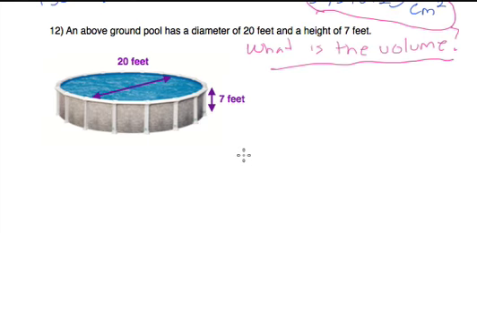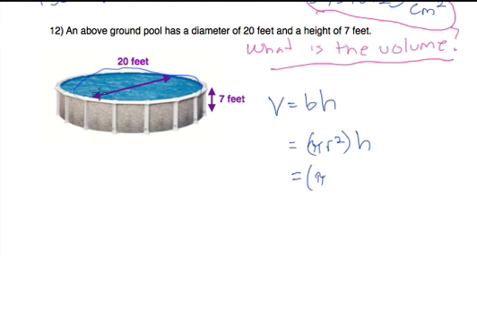Number 12. An above-ground pool has a diameter of 20 feet and a height of 7 feet. What is the volume? Well, volume equals base times height. The base of a pool like this, what solid is this? It's a cylinder. So we have to find the area of the base, which is a circle. So the area of the base is going to be pi r squared, times whatever the height is. And now we just fill in our values.